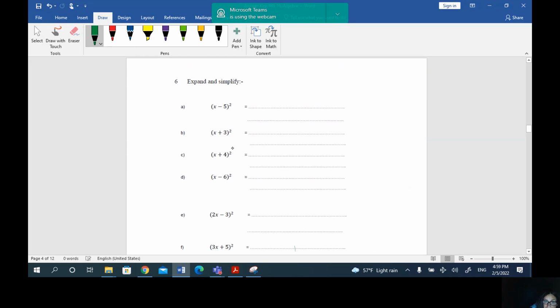Expand and simplify. X minus 5 all to the power of 2 means x minus 5 times x minus 5. And we will get back to the exact same steps of the previous question. So we will take the first term in the first bracket and we're going to multiply it by each term in the second bracket. So x times x, x squared. X times negative 5 is negative 5x.